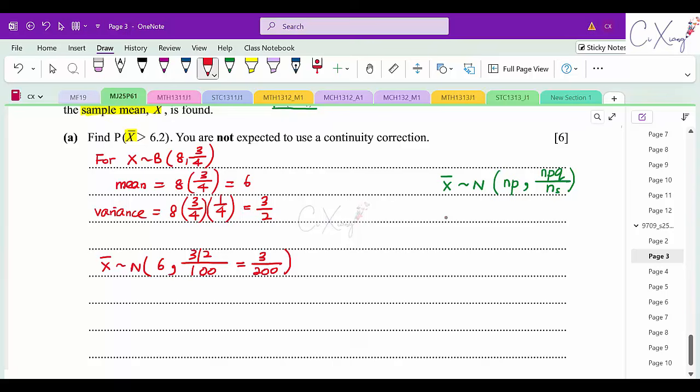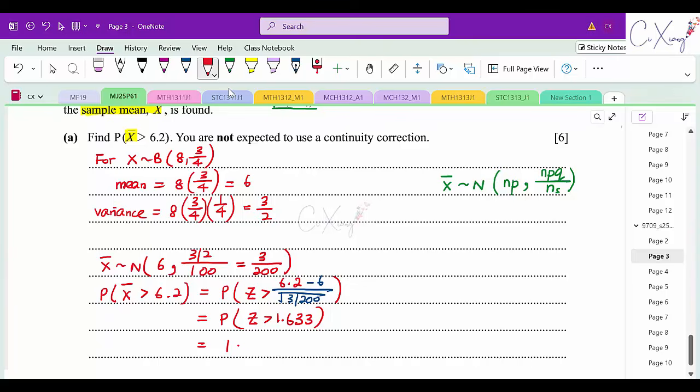Okay, then now, if we already know the distribution of the sample mean, then we can start the calculation of the probability. So I'm interested to look for sample mean greater than 6.2. And since we know that it is normally distributed, so we have to change it become z. So I take the value of the sample mean, standardize it, so minus the mean, 6, divided by the standard deviation, so it will be square root 3 over 200. And you're having z greater than 1.633.